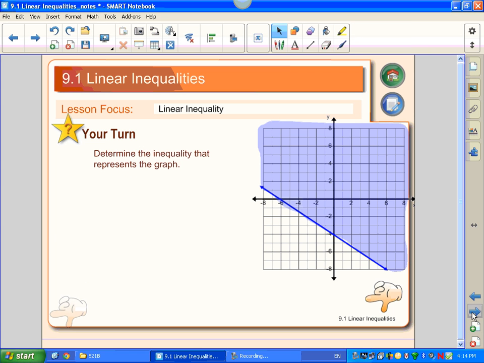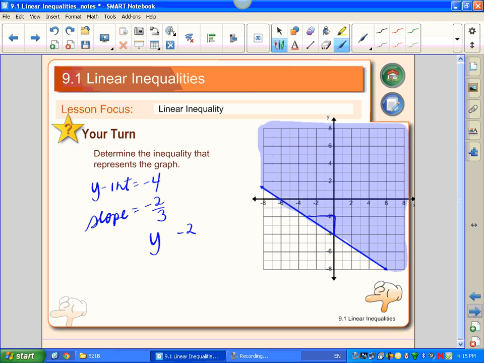I want you to try this one, and you come up with the equation that fits this inequality. We have a y-intercept of -4. Looking at my slope, I have -2/3. So I have y, and then I have -2/3x minus 4 would be the line part. It is solid, so I know it has an or equal to. And the area that's shaded is above the line, so that's the greater than.